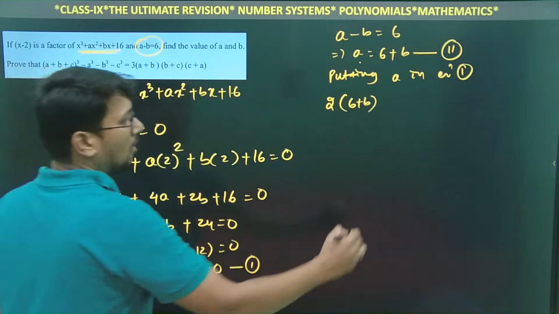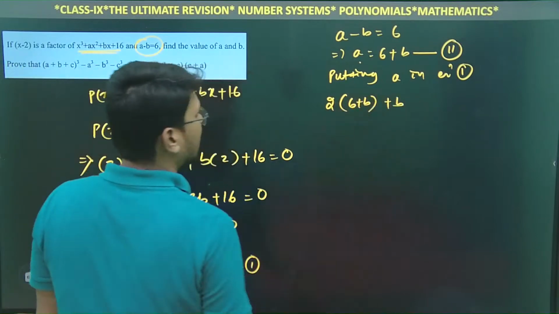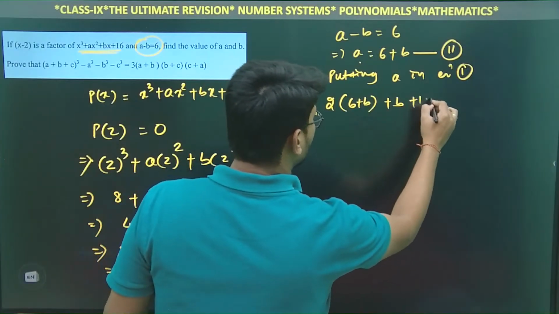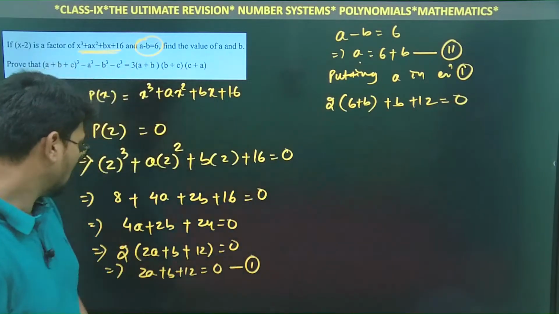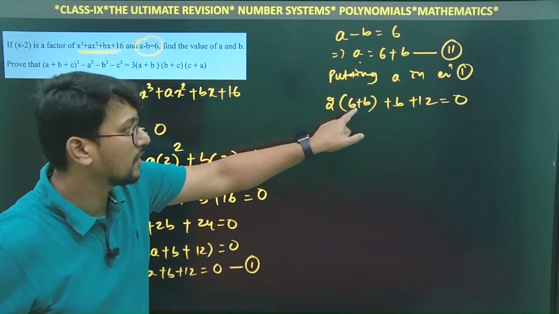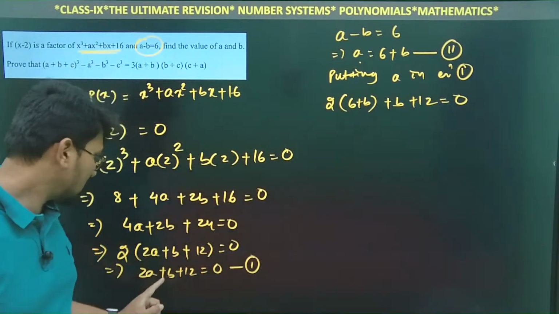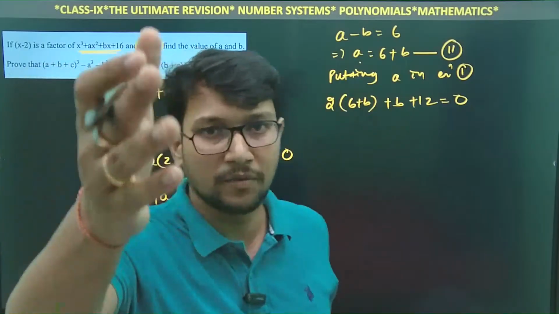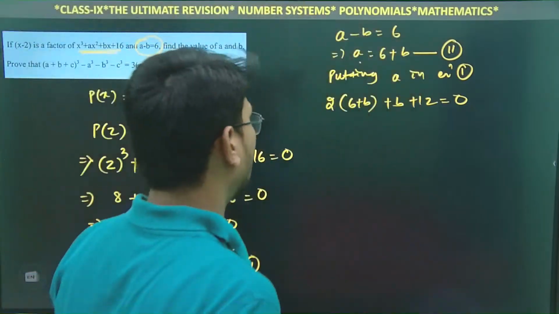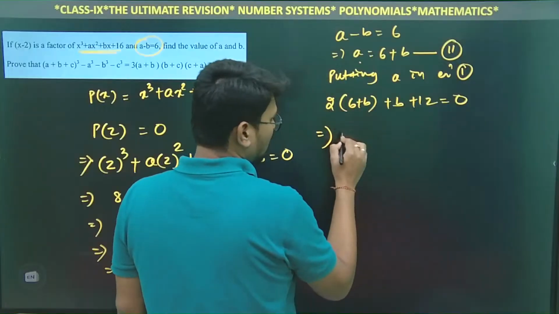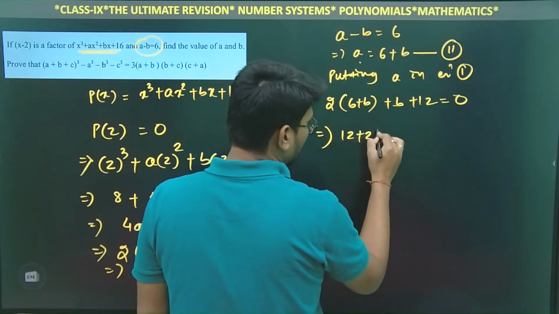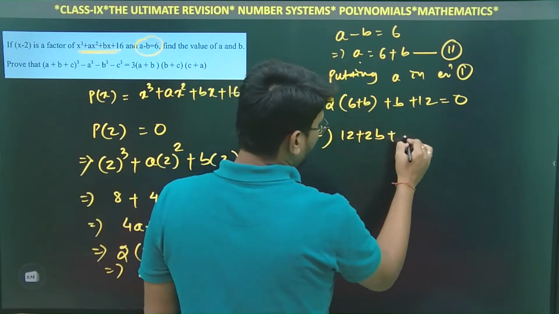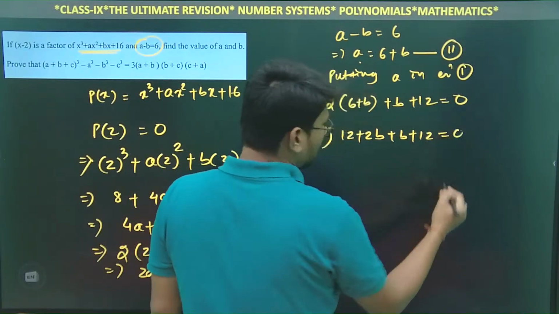Got it? Plus b plus 12 equals 0. Check: in place of a I have written 6 plus b, then plus b plus 12 equals 0. Clear, everyone? So this implies 2 into 6 is 12, plus 2 into b, that is 2b, plus b plus 12 equals 0.